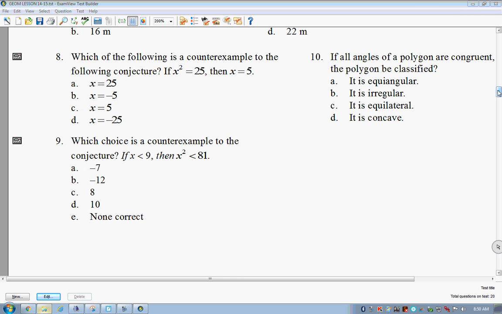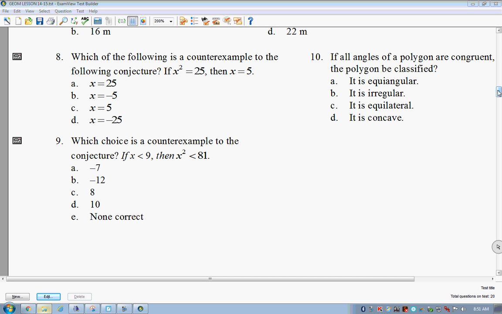All right, let's look at one more counterexample. Number 9, which is a counterexample to the conjecture. It's got to be less than 9, but whenever I square it, I get something greater than 81. We would agree that negative 7 is less than 9, right? What do I get when I square negative 7? 49. So that doesn't work, because I'm still less than 81.